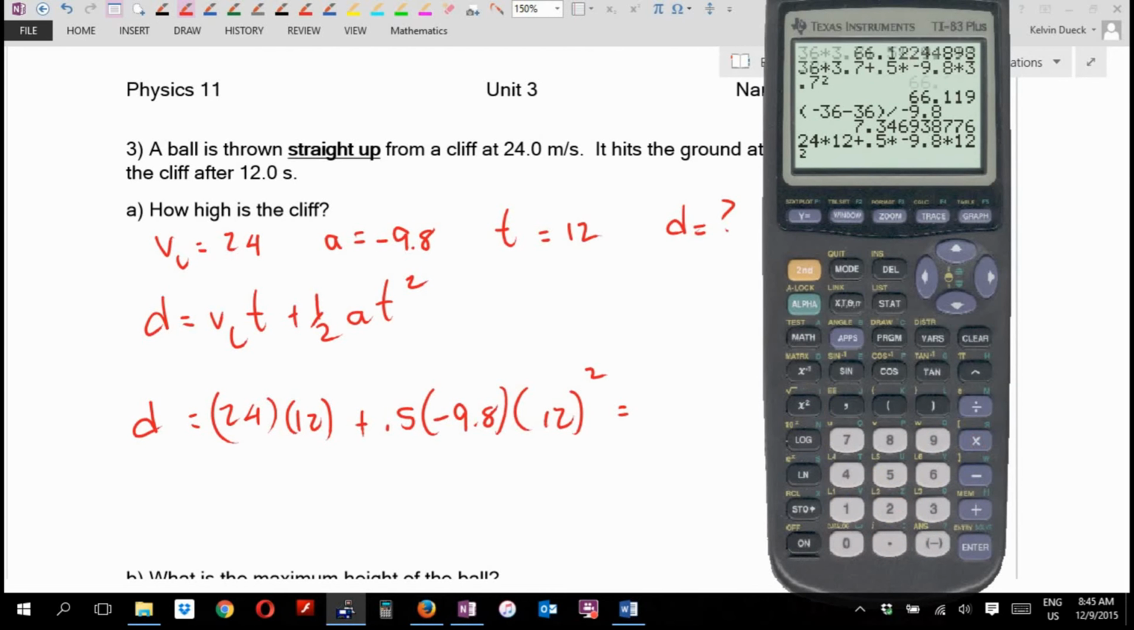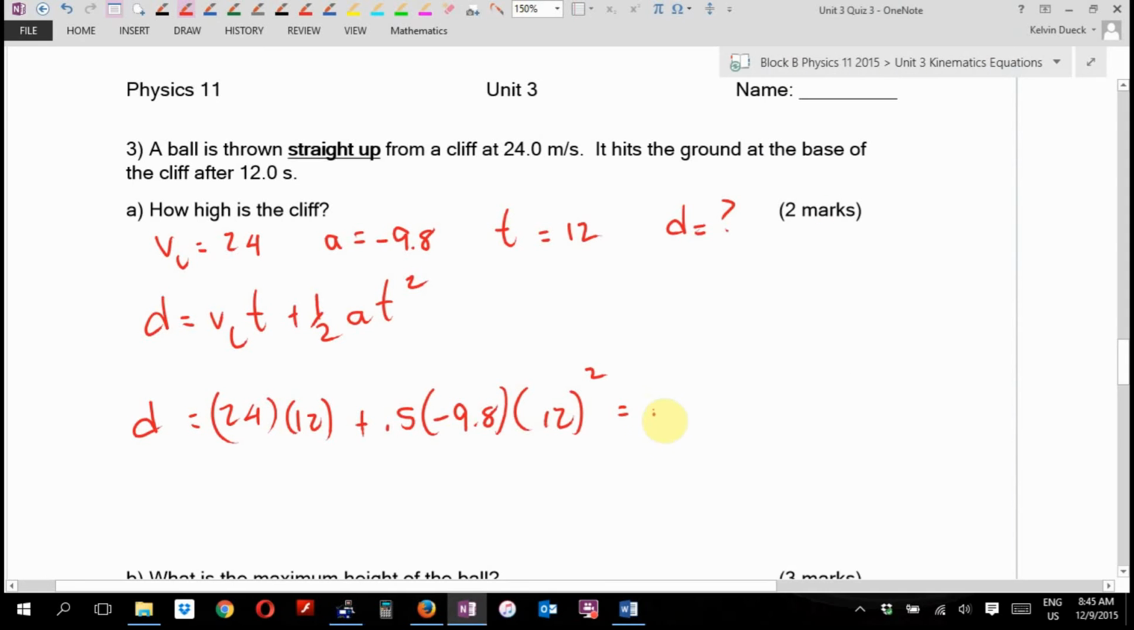I hope I get a negative answer. Do I? Ha-ha! I'm going to go negative 418, but negative 417.6 is what I would accept as well. And again, if you chucked the negative, because height is technically a scalar, I'd be perfectly fine with that too. Same as before, 1 mark, half mark, half mark.